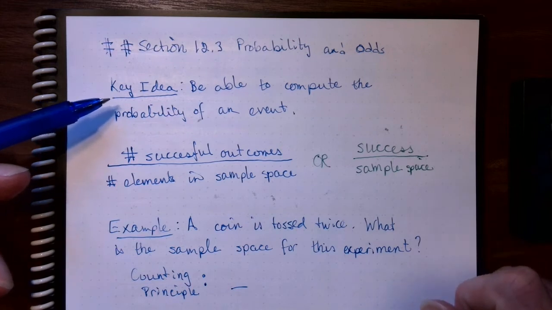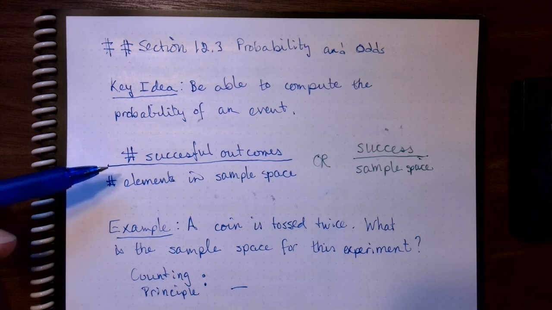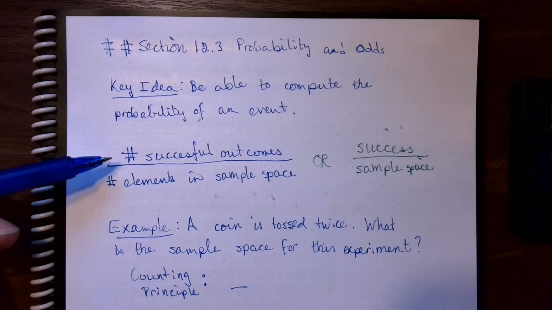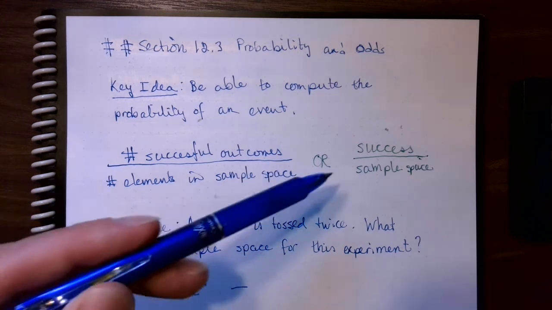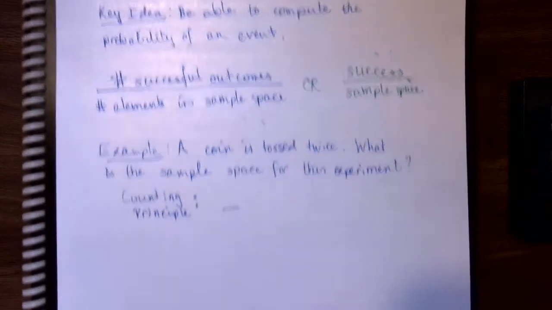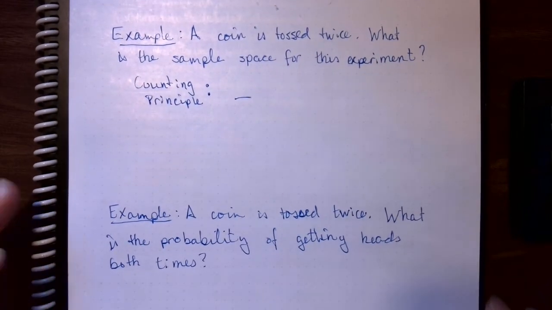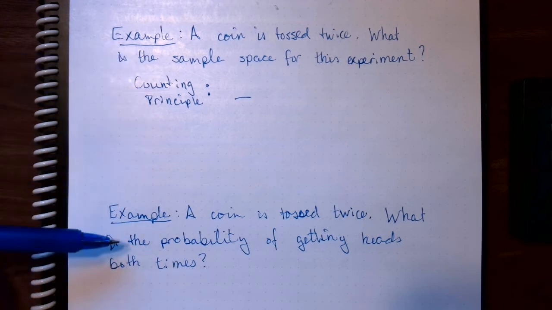Okay, so the key takeaway from this video is you should be able to compute the probability of an event. And remember, to find the probability, we make a fraction. For the numerator, we have to count up the number of successful outcomes. For the denominator, we have to count up all elements in the sample space. For short, I usually just say probability is success over sample space. So here we're going to look at a couple of examples. These first two are related here.